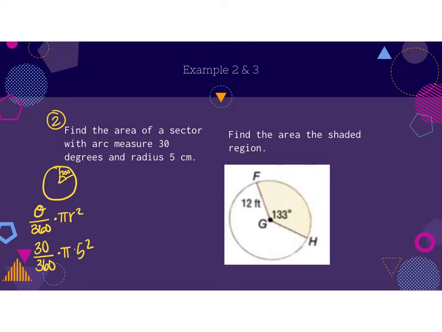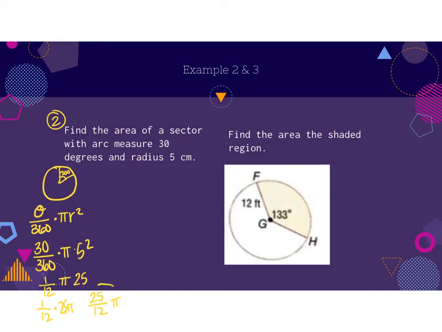Now here, in this problem, we want to go ahead and continue simplifying. We do not want to put this in our calculator yet. We want to use our skills of reducing fractions to help us simplify. So 30 over 360 will reduce. It's the same as 3 over 36, which is the same as 1 out of 12. And then we have pi, and then 5 squared is 25. I can do a little bit of rearranging to make this look nicer. 1/12 times 25 times pi. Now 25 and 12 do not have any common factors, so I can leave this as 25 over 12 pi.